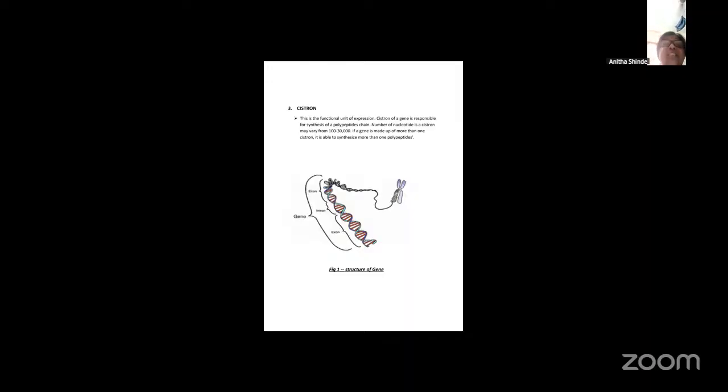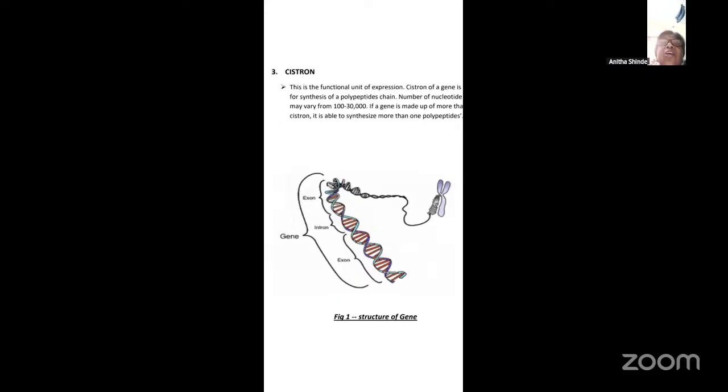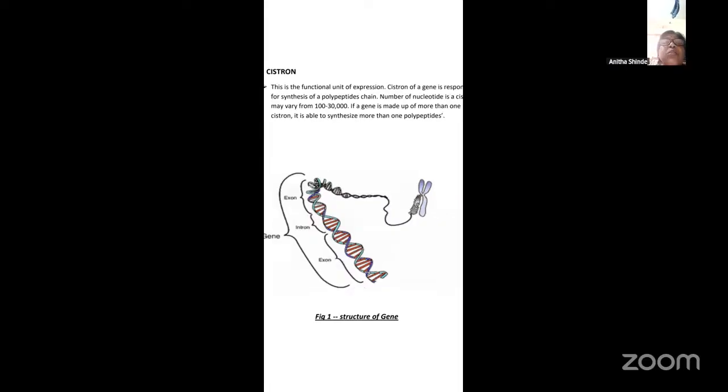Now next is the cistron. Cistron is the functional unit of expression. This is the last one. The genes try to express the hereditary characters, and cistron is responsible for that. That is why it is called the functional unit of expression. Cistron is responsible for the synthesis of the polypeptide.